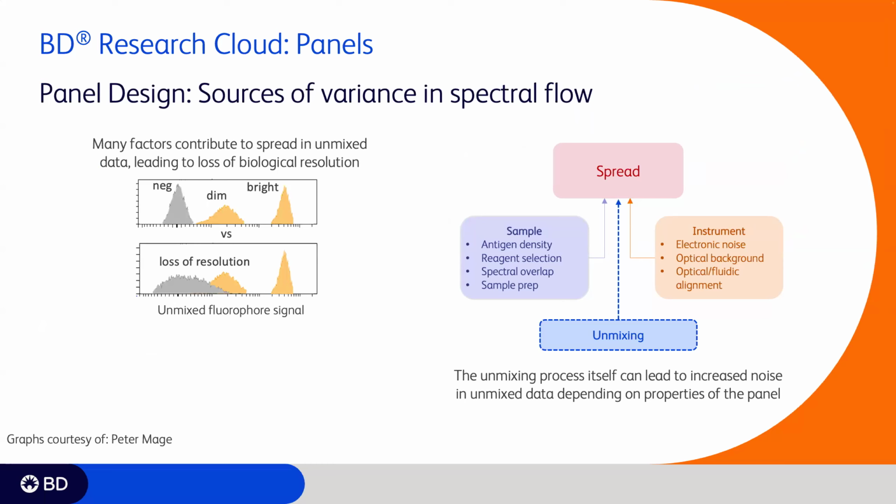We have tools specifically for spectral panel design. Here I demonstrate that there are many sources of spread when it comes to spectral panel design. One of the sources of this spread is the unmixing itself. There's the panel design that's related to the antigen density, the reagent selection, spectral overlap, sample prep. There's the instrument itself. But the actual unmixing is also a contributor to spread. And as we all know, in panel design we're always looking to minimize spread in order to maximize resolution.